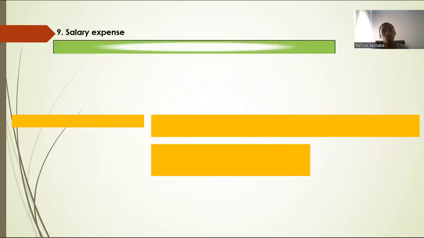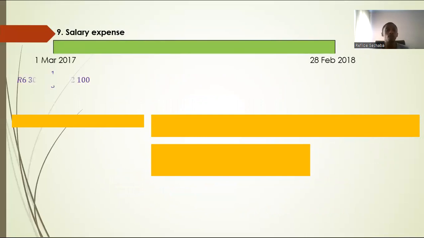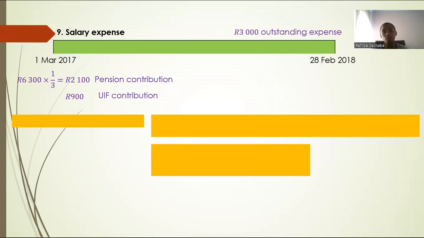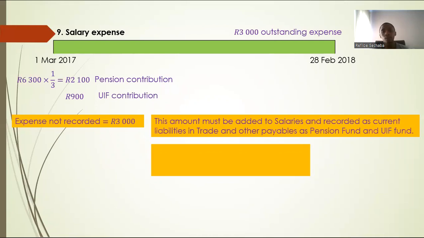So for salary expenses, we have the financial year as normal. So 1/3 of 6,300 is 2,100. That will be your pension contribution. And your UIF contribution by the employer will simply be 900. When you add them up, it gives you 3,000. In total, that 3,000 must be recorded because it's an expense that was not recorded. The 3,000 simply must be added to salaries and recorded as current liabilities in trade and other payables as pension fund and UIF.